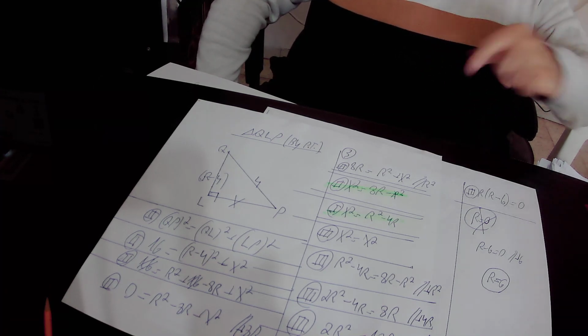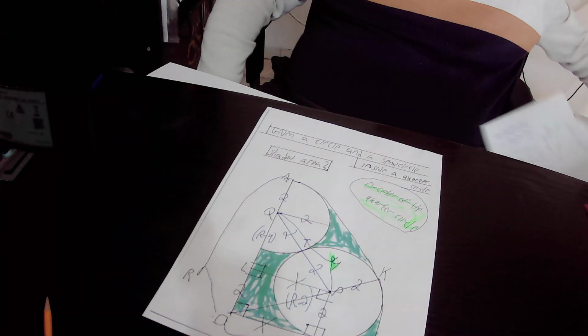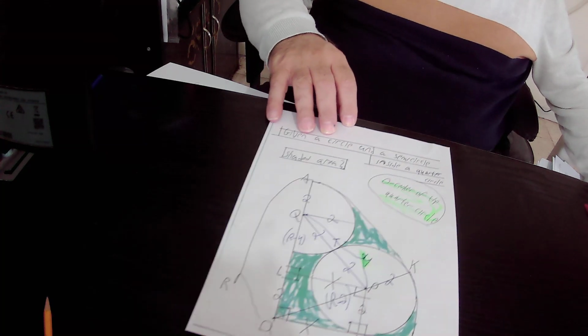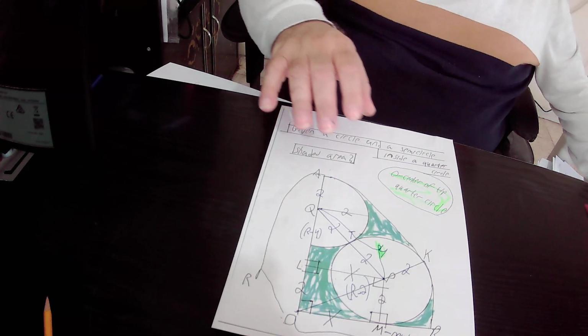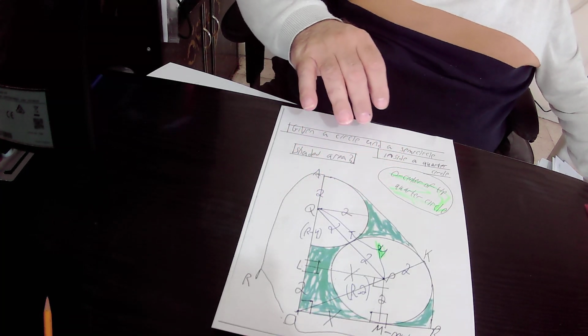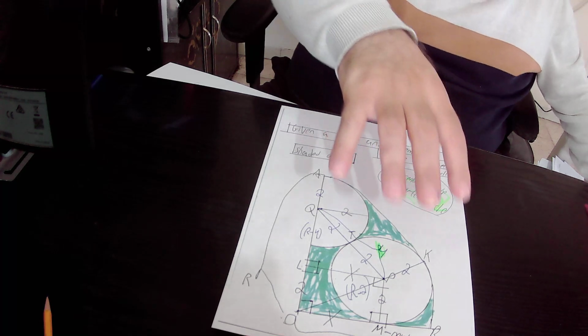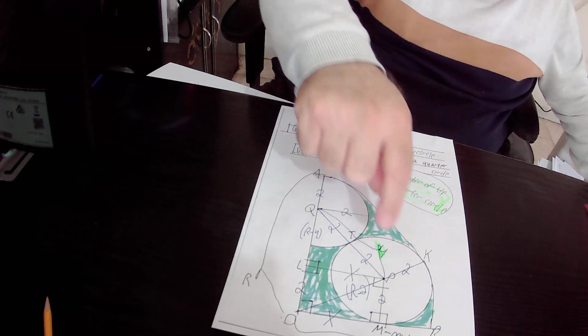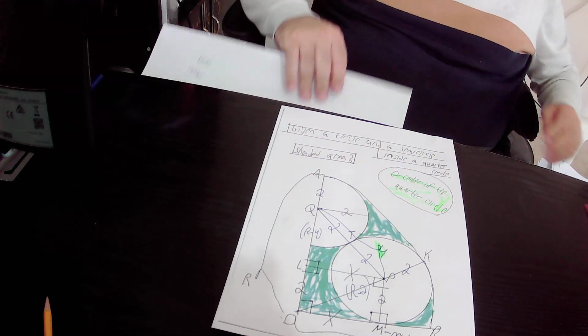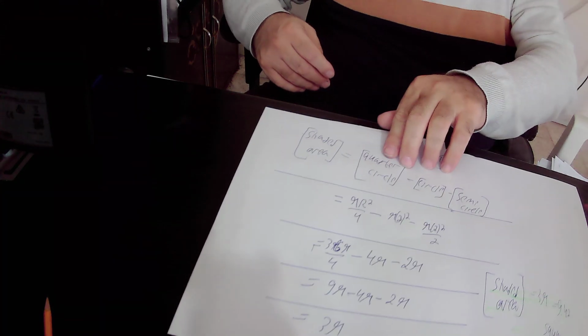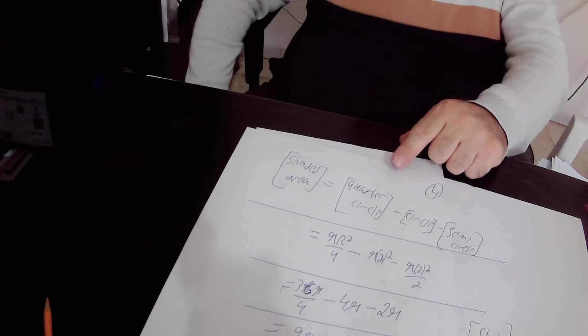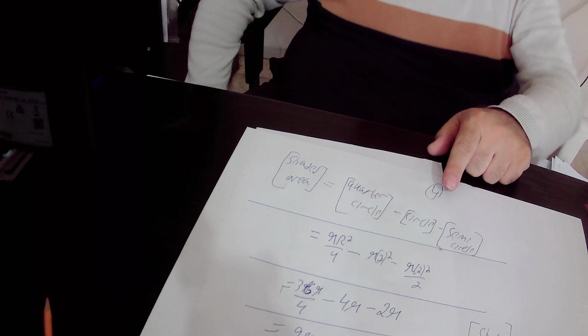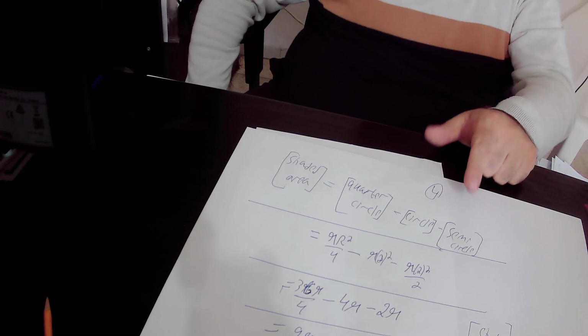Therefore, the area of the quarter circle will be equal to the area of the circle over 4, that is pi r square over 4. And what is the value of the shaded area? The value of the shaded area will be equal to the area of the quarter circle minus the area of the circle minus the area of the semicircle. Repeat again. The value of the shaded area will be equal to the area of the quarter circle minus the area of the circle minus the area of the semicircle.